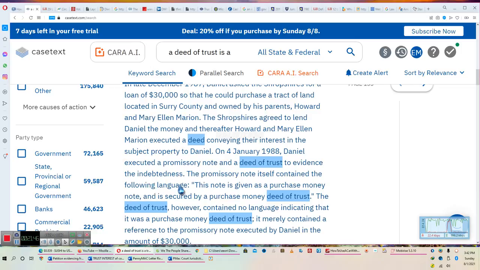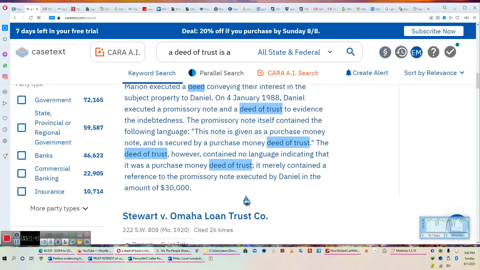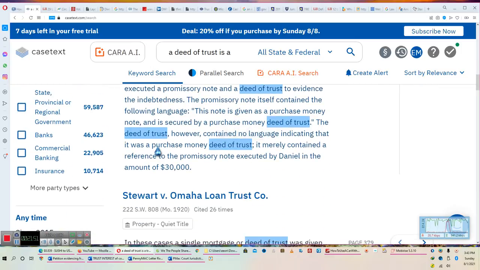Promissory note itself contained the following language. This note is given as a purchase money note. It is secured by the purchase money deed of trust. The deed of trust, however, contained no language indicating that it was a purchase money deed of trust. It merely contained reference to the promissory note executed by Daniel for $30,000.